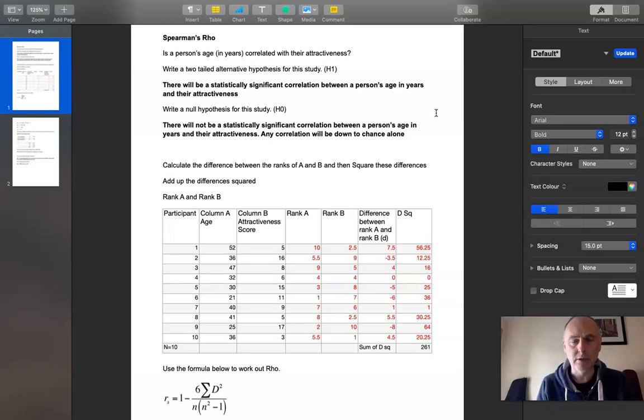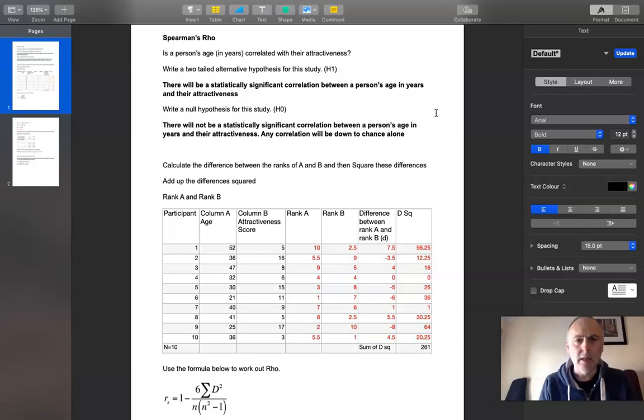This is one of our inferential statistical tests that we use in OCR A-level psychology. This is a test which looks at correlation, the relationship, the association between two variables. It's used when we have ordinal data, and it's quite a tricky one in some respects. It can be quite fiddly to use. So what I want to do is to go through a worked example with you.